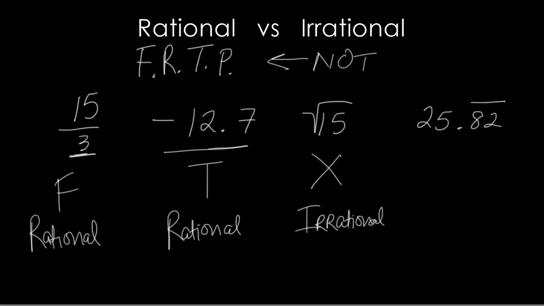What about this one? 25.82 with the line above the 82. What does that mean? That is 25.82, 82, 82. Okay, that's what that means. Is it a fraction? No. Is it a repeating decimal? Yes, it sure is. It's repeating. So that falls under my R, so that means I am rational. Okay? So hopefully this is making sense, guys.